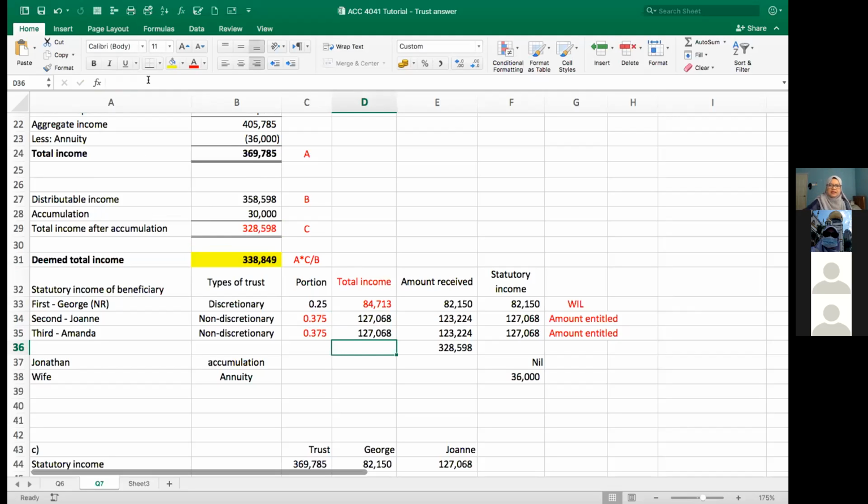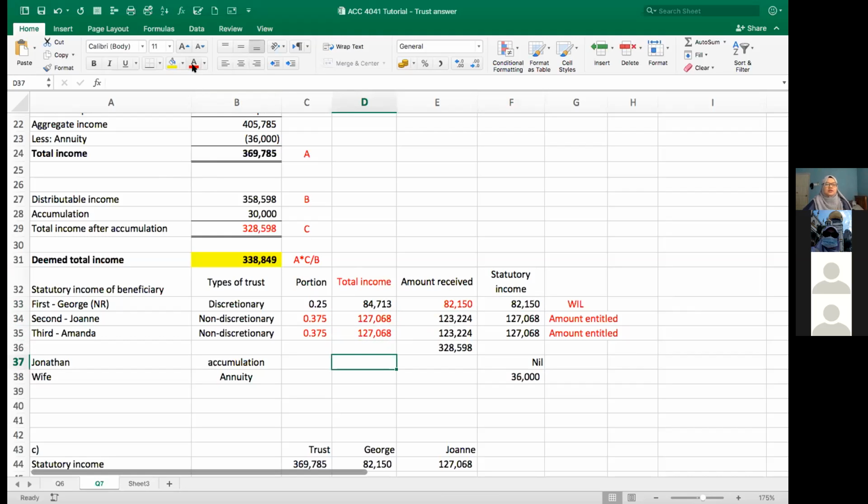So in this case, for amount entitled, it has to be based on total income. So this one is total income 84713. So statutory income will be the lower. Why is this red? I don't understand why it is red. It should be black. But this one, amount received, it will be the lower of, so that will be 82150. But this one will be based on total income because it's non-discretionary.